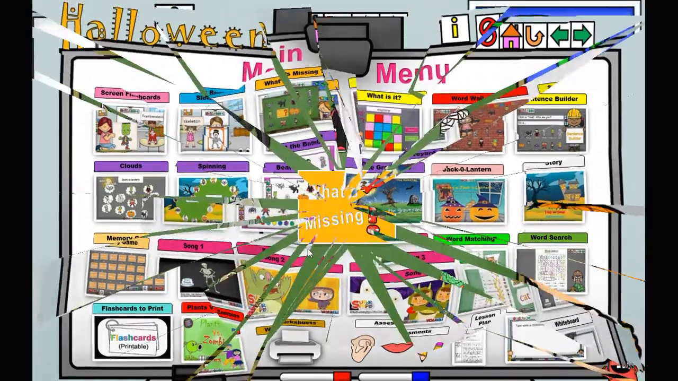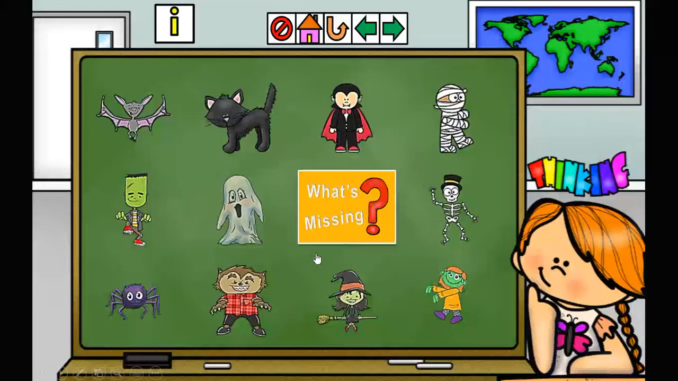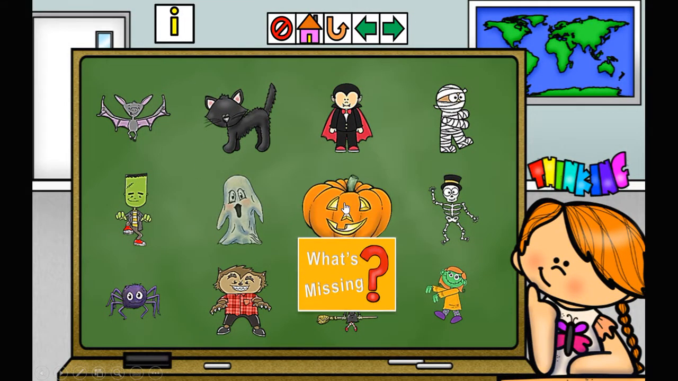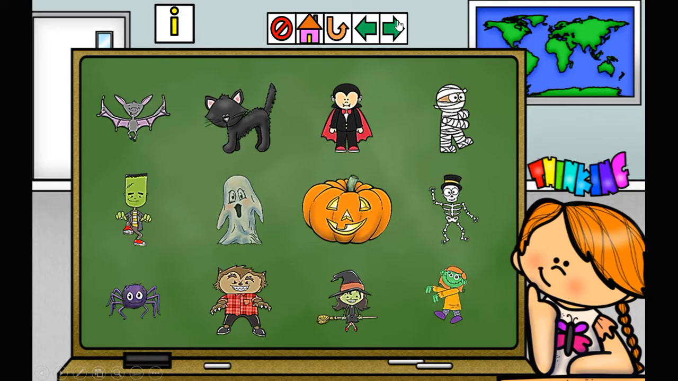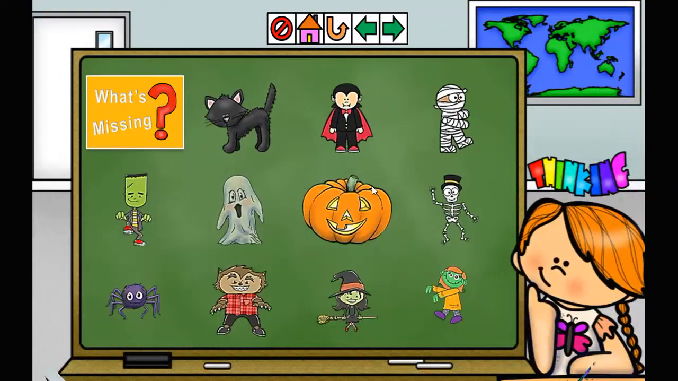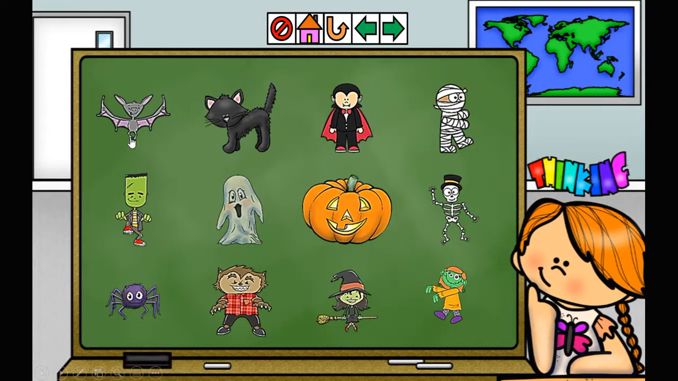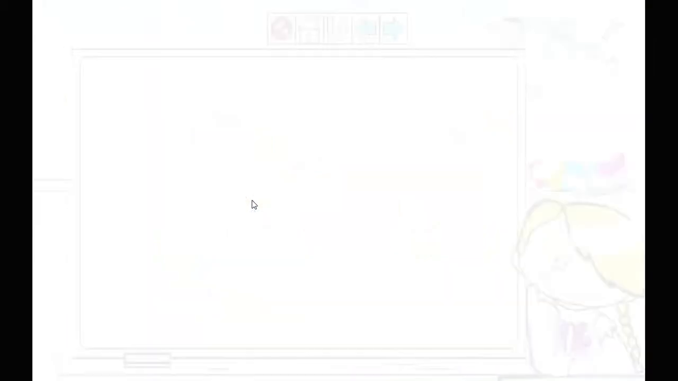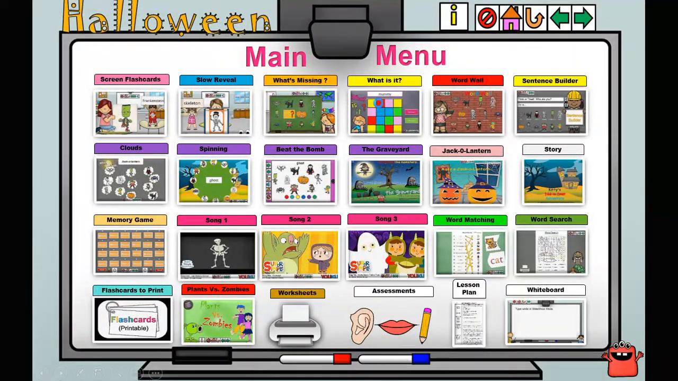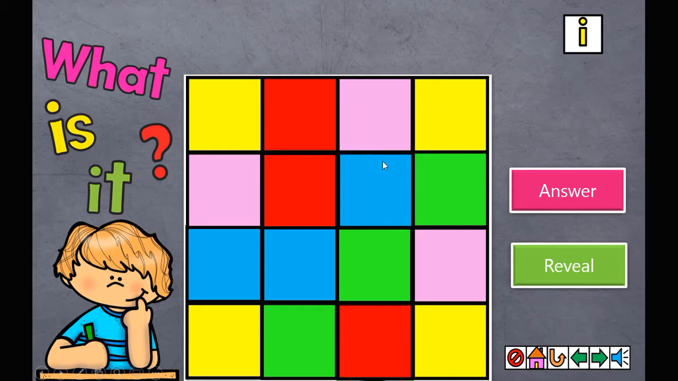Then the what's missing, it's another vocabulary drilling game. Students try to guess what's behind the card. Jack-o'-lantern, for example. Bat.